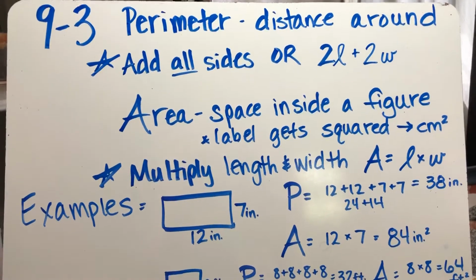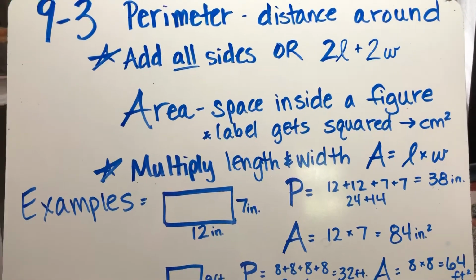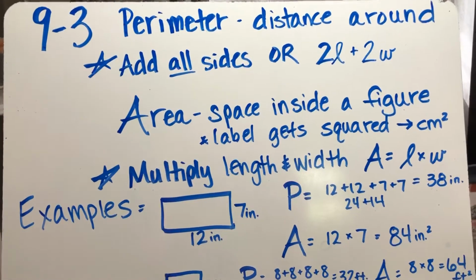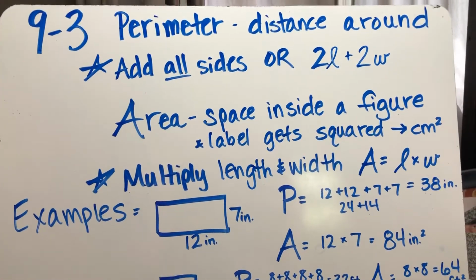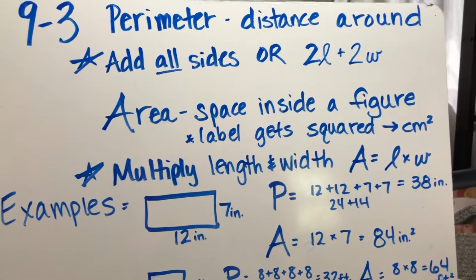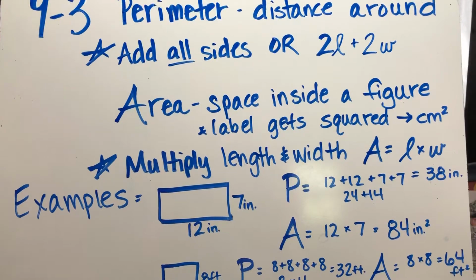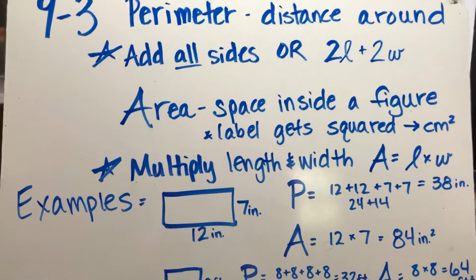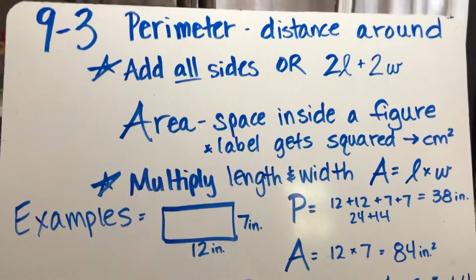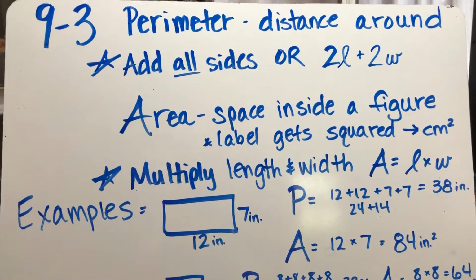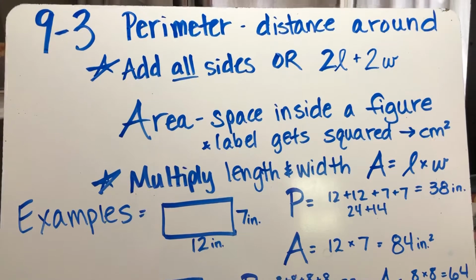We are venturing on to 9-3 today. Pretty simple stuff. It's about perimeter and area. Perimeter is the distance around a figure or around a shape. But area is the space inside of the figure. So they're two totally different math concepts. The perimeter is the distance around. The area is the space inside that it takes up.